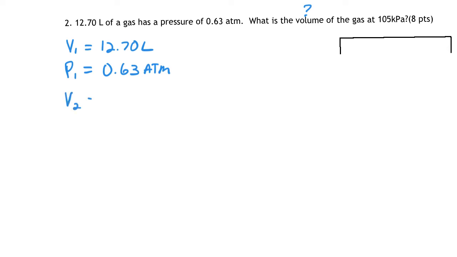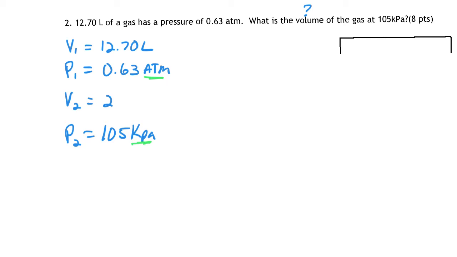V2 is my unknown, and P2 equals 105 kPa. Now I'm going to look at the units, and I can see that this unit and this unit do not match. In order to do this problem, I first have to convert this so that they both have the same units. It doesn't matter which way I do this, but I do have to convert, and this becomes just a small little factor label problem.